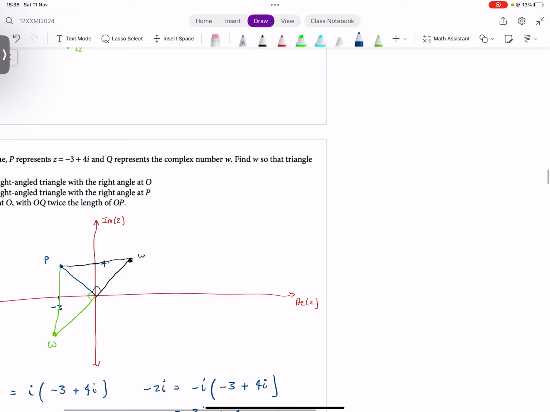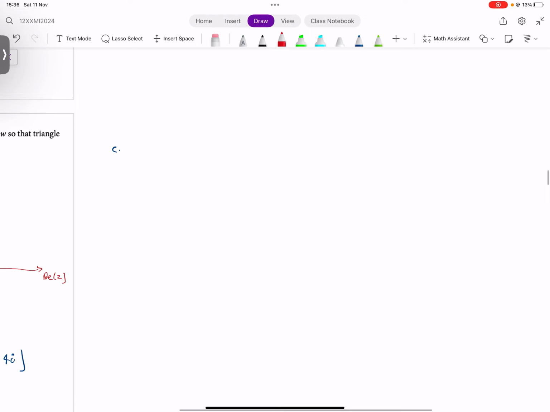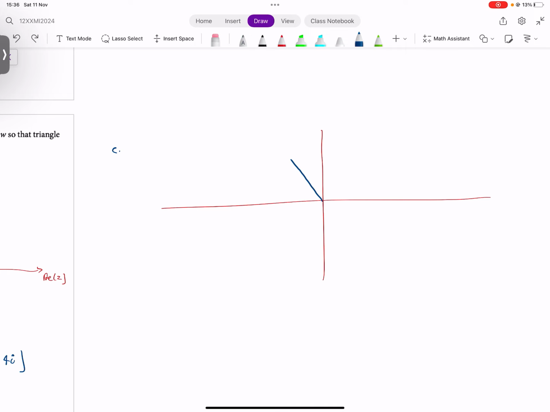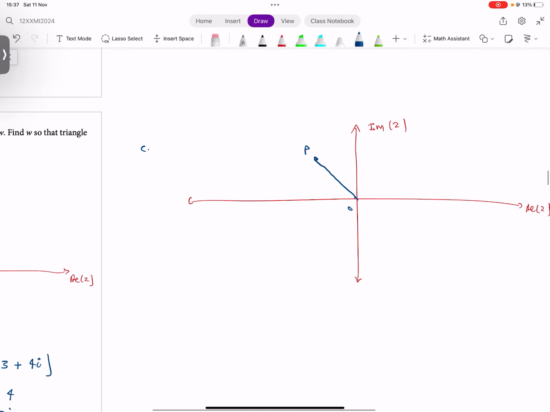Part C. We've got right angled at O with OQ twice the length of OP. So we draw in P. And we're told that it's right angled at O. So our two options are this one here or this one down here. So there's our two triangles there.